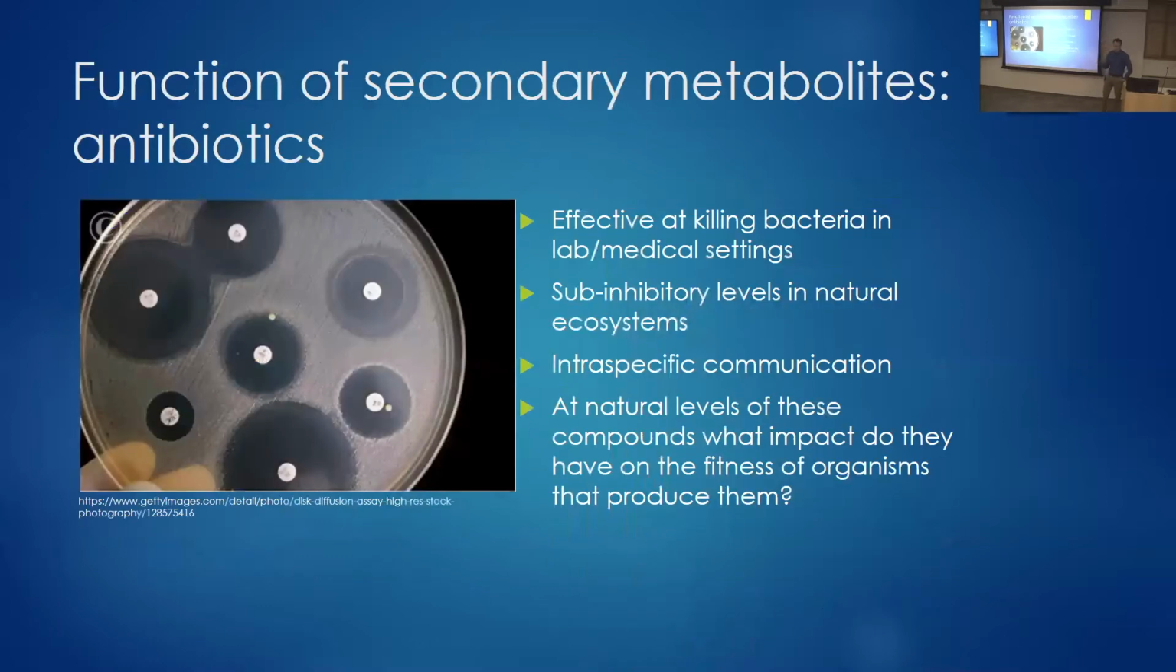And just to drive home that we really don't know what these compounds do. So we think about antibiotics. If you ask anyone, why does a bacterium produce antibiotics, they'll say, to kill bacteria, or a fungus produces antibiotics to kill bacteria. And we know that they're effective at killing bacteria in lab and medical settings. However, in their natural settings, like in soils, the levels of antibiotics are actually sub-inhibitory. So the idea that they're killing bacteria has kind of gone out the window as far as antibiotics in their natural environment. Instead, people now believe that they're used for intraspecific communication in the soil environment.